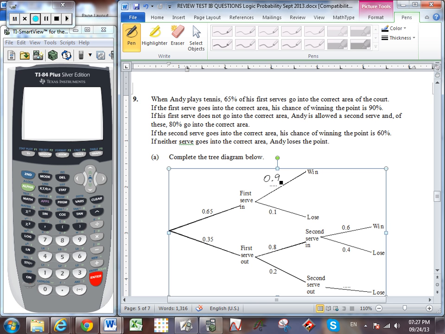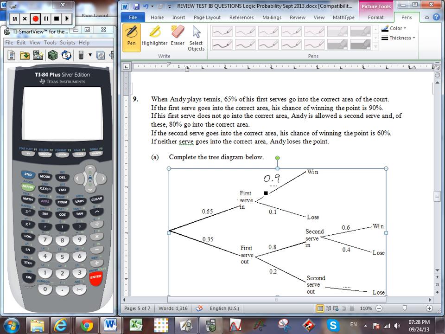So you see, basically you were given at this stage that the first serve went into the correct area, so we can walk along the path to here. We now know that we are here, the first serve is in. Then his chance of winning the point is 90%, and so that's the given, the conditional probability. Given this, then this is the case.